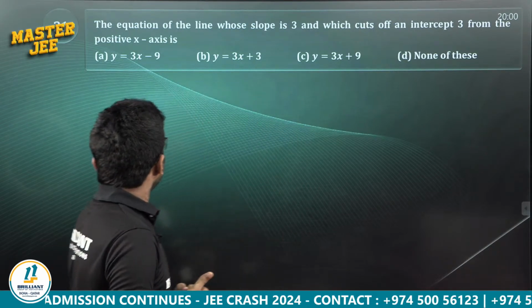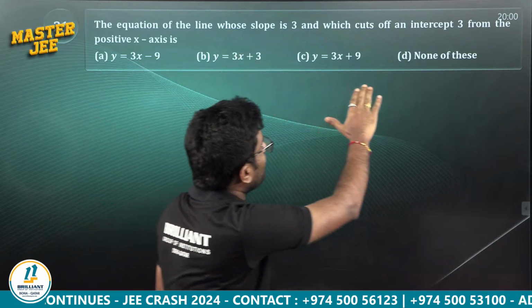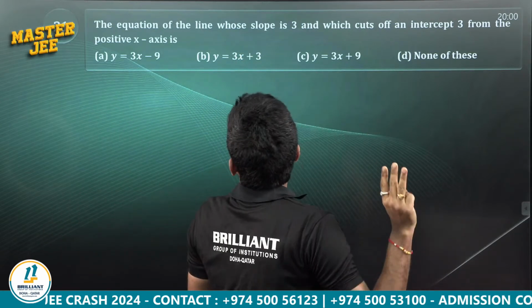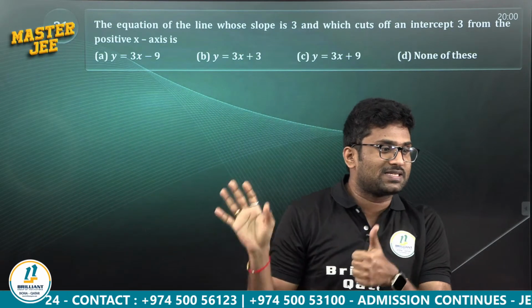We'll start with today's DPP. The first question: the equation of the line whose slope is 3 which cuts off an intercept 3 from the positive y-axis. I have selected some basic questions.